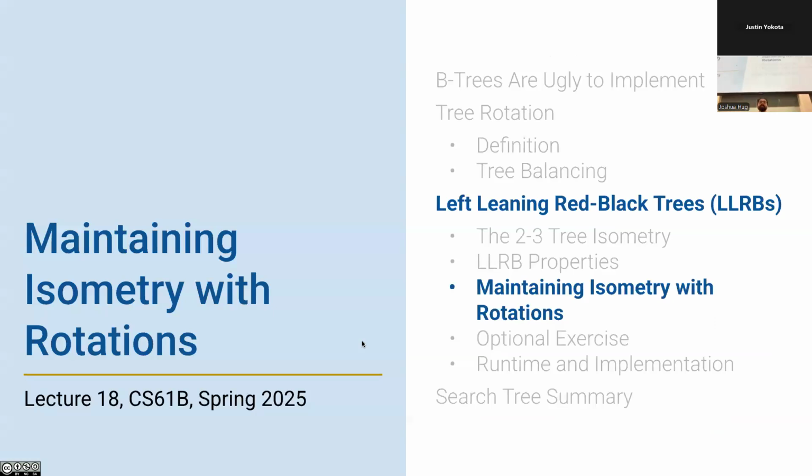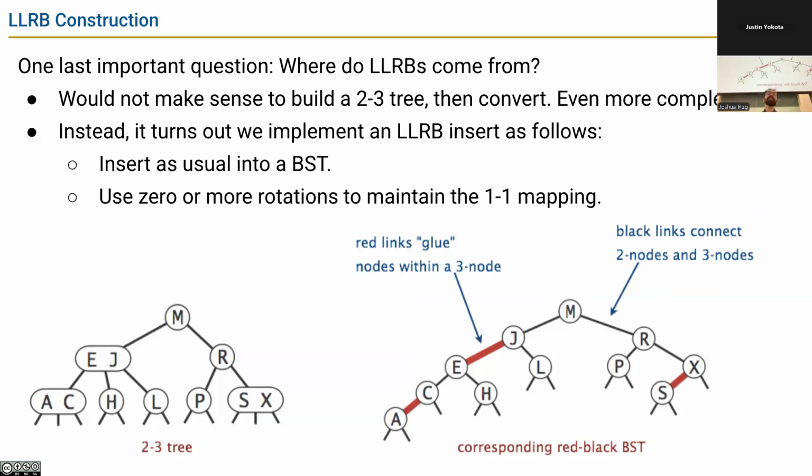So what about rotations? How do we connect these two ideas? This is the hardest gauntlet of things in this class, I think, to understand what I'm about to tell you. So good luck. All right. So last important question is, where do these come from? How do you get an LLRB? I understand there exists some one-to-one correspondence, but how do you get from them in a smooth way?